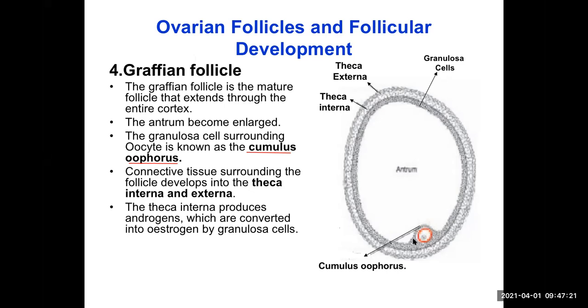That means the layer of granulosa cells between the ovum and the antrum is called the cumulus oophorus. Connective tissue surrounding the follicle develops into theca interna and externa. These are connective tissue, of course. And theca interna produces androgen, which is converted into estrogen by granulosa cells. By now, you must be clear regarding this function.